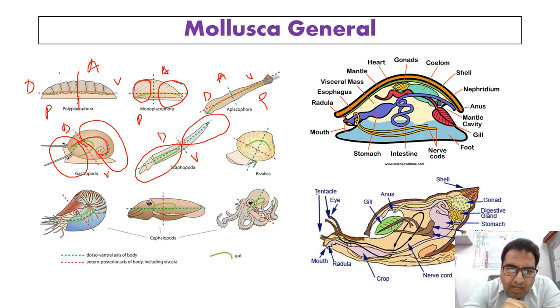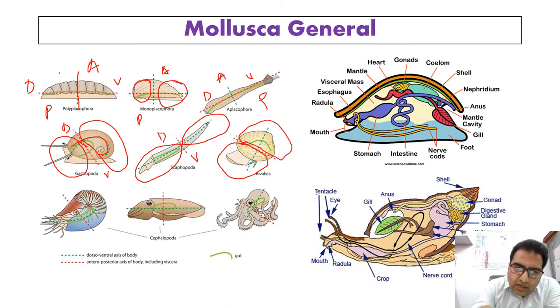In the case of Bivalvia as well, we notice this part demarcated by the red line. This is the anterior side and this side is the back side, or we call it the posterior side. This green line is dividing the organism into the dorsal side and the ventral side.